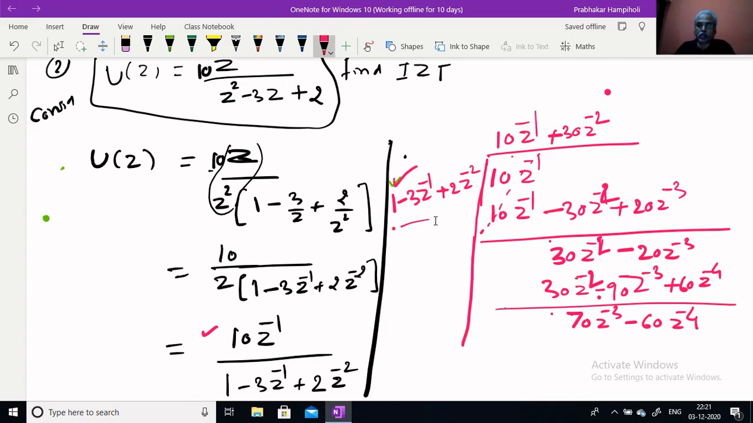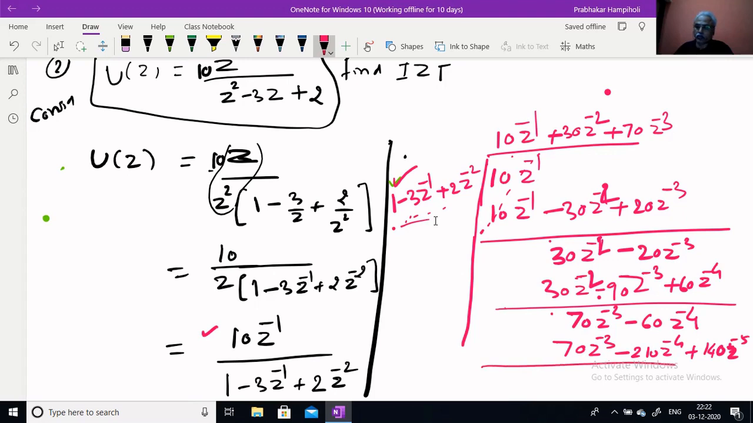Now again look at the first term and look at 1, and you multiply 70 times z raised to minus 3 to all these terms and keep it here. So what we are going to get is 70 times z raised to minus 3 minus 210 times z raised to minus 4 plus 140 times z raised to minus 5.